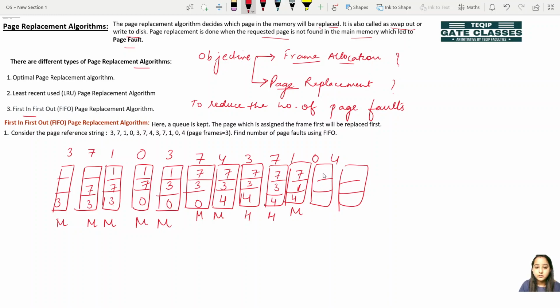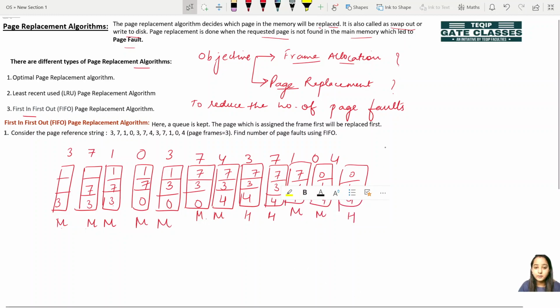Then 7, 0 will be replaced by 7. So here also I have to replace the page, so a miss occurs. Next one is 4. 4 is already present here, so a hit will occur. Right, how many page faults will be there? Wherever you get the miss, there you count the number of page faults: 1 2 3 4 5 6 7 8 9. So total number of page faults will be 9.